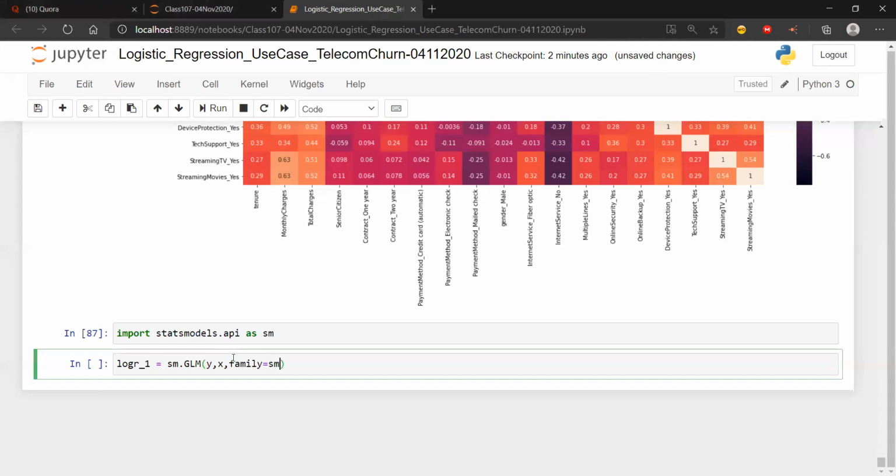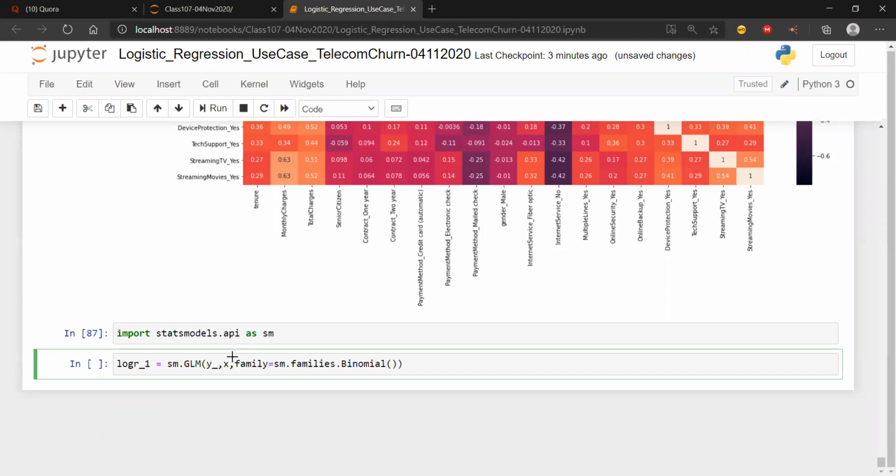So I'm going to put the value in this family variable as sm.families, which is yet another set of library which contains the families or the group or the collection of all the types of distributions. Here I'm going to pass the function binomial, right? If I call sm.families.binomial, it is going to signify to my GLM function that I'm going to have a binomial thing.